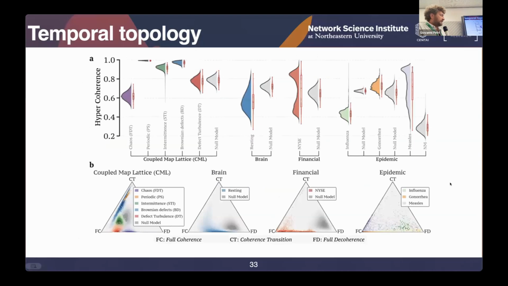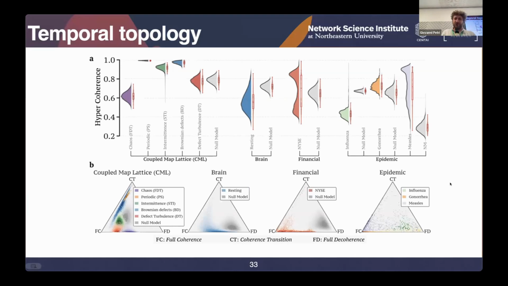And originally what we did then was, okay, so let's compute the hypercomplexity for a bunch of dynamic regimes in a model. Let's do it for brain data, financial data, epidemic data. We came up with a little null model in which we're randomizing a time series, and that's the gray one. And you can see that there are some differences, okay?